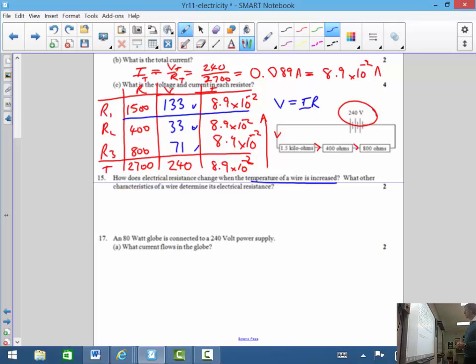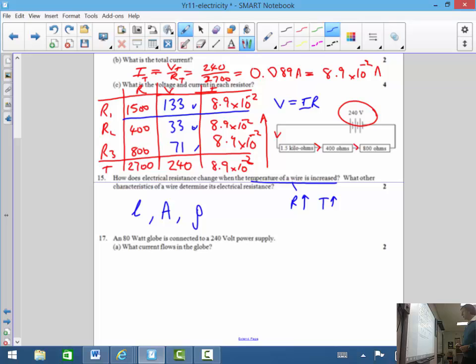What other characteristics of a wire determine electrical resistance? You've got the length of the wire, the area of cross-section of the wire, and the material it's made of, the conductivity of the wire. But resistance is actually going to go up as the temperature goes up, because of those reasons given.